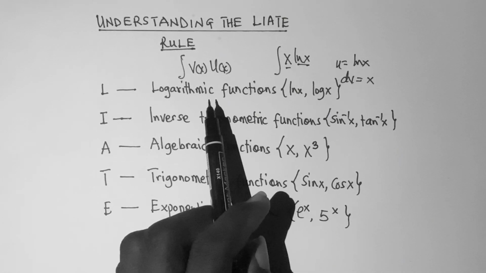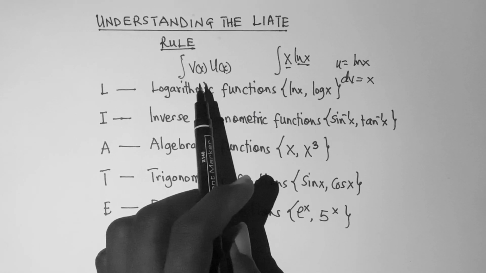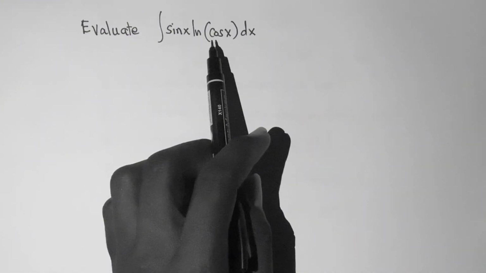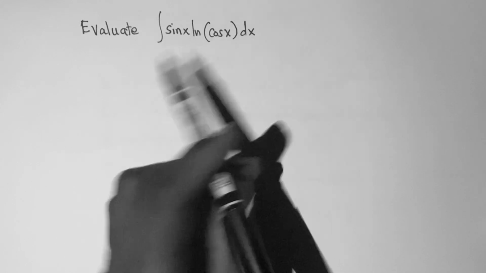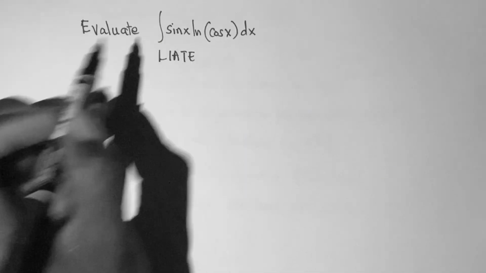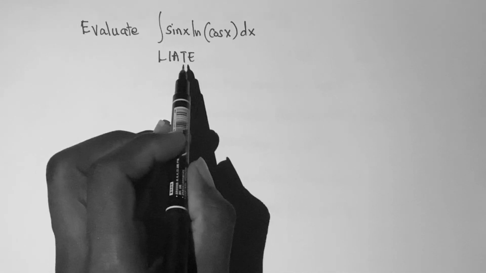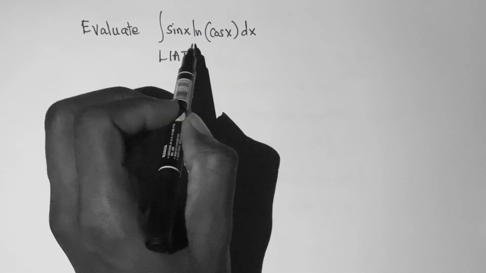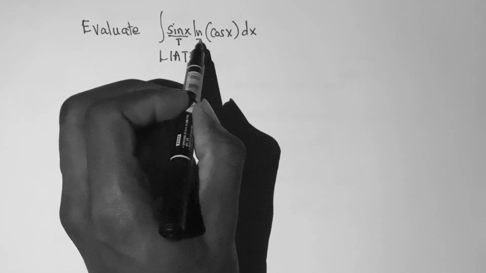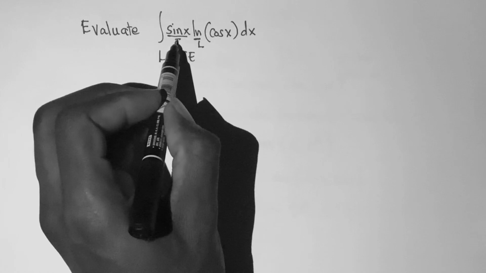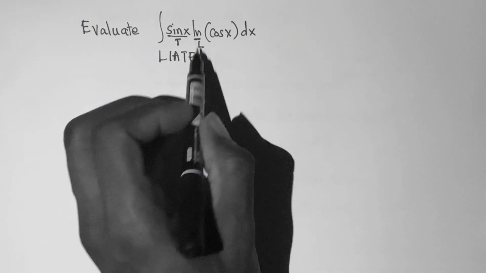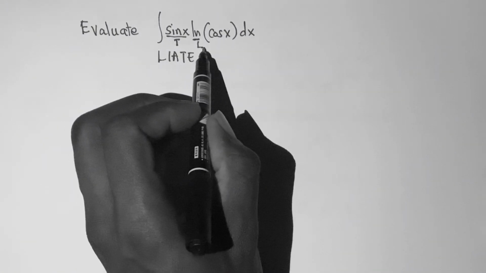So let's take some examples and explore the rule properly. We have this question here, which is to evaluate the integral of sine x natural log of cos x dx. So we need to use the LIATE rule to know which one becomes our u substitution. Remember, the u is the one we differentiate. Now, if we check the function, sine x is a trigonometric function, and the natural log is a logarithmic function, and this cos x is a trigonometric function, but because it's part of the natural log, we'll consider all of that as a logarithmic function.